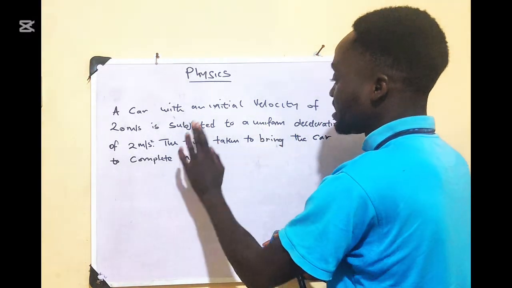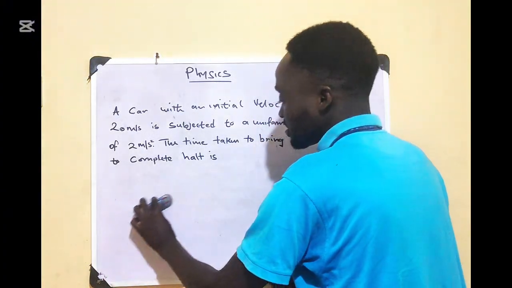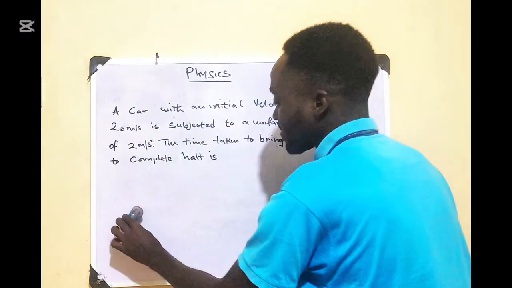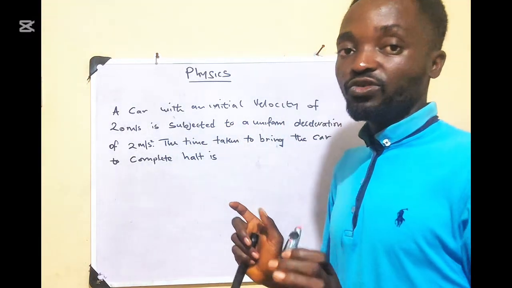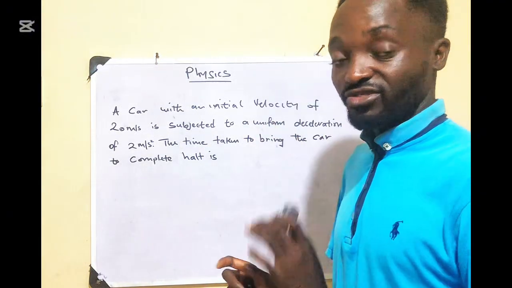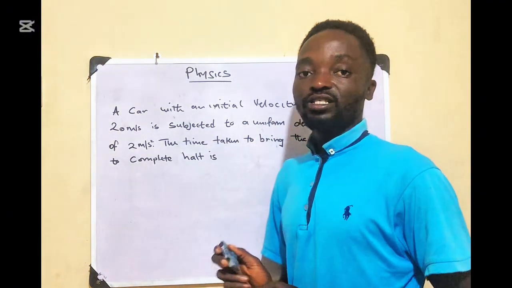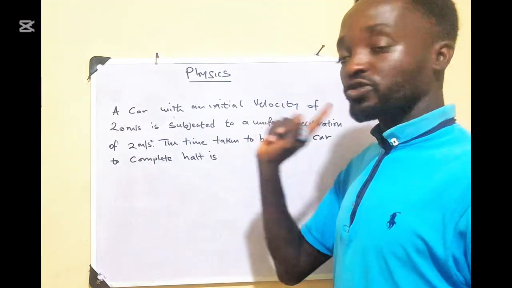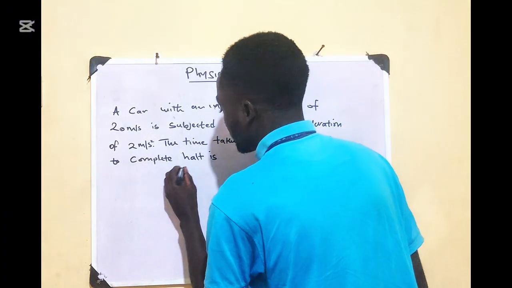So now, let's see, from the time the car is moving fast to the time it will stop, what is the total time it will take? From the moment this car begins to slow down and stop, what is the time it is going to take? That's exactly what the question is asking us. So now that you understand what is happening, let's solve it. First we'll write the solution.